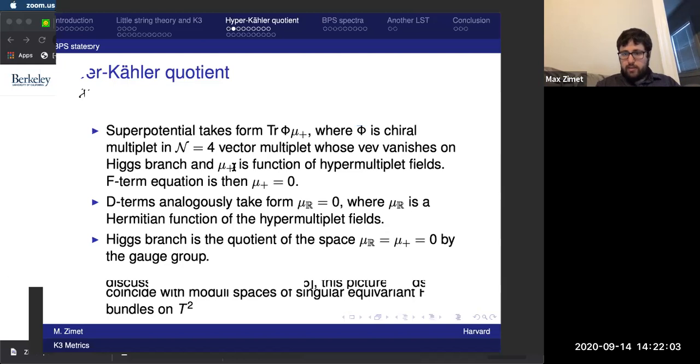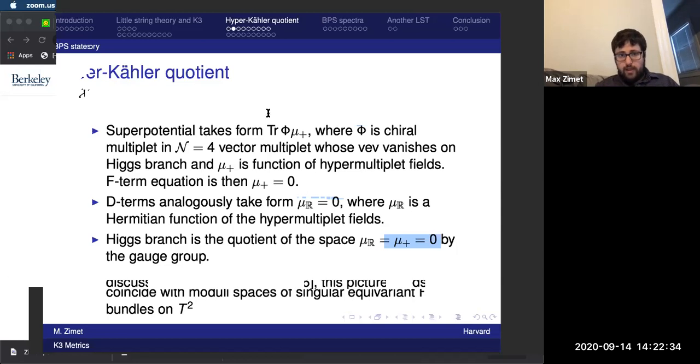So here mu plus is the complex moment map. It's just a function of the hypermultiplet fields, and the F-term equation is just mu plus equals 0. And then analogously, you have a real moment map, which are the D-terms, so you have some Hermitian moment map, mu r equals 0. And the Higgs branch is then the quotient of the zero of the potential. So you just set the moment maps to 0, and then you quotient that space by the gauge group.